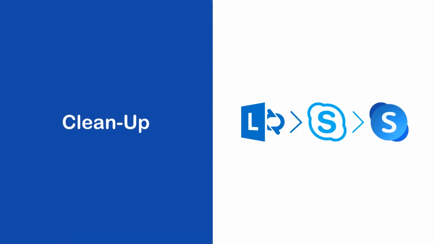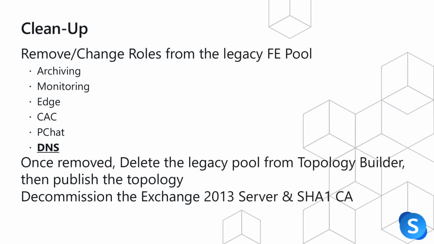Now that we are done with the migration stage, we're going to enter the cleanup stage. Cleanup is going to involve us removing and changing roles from the legacy front-end pool to the new front-end pool. So we need to move any archiving, monitoring, edge pools, call admission control, persistent chat, and DNS.